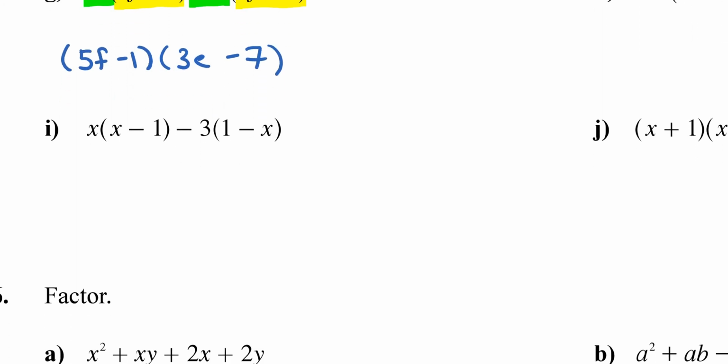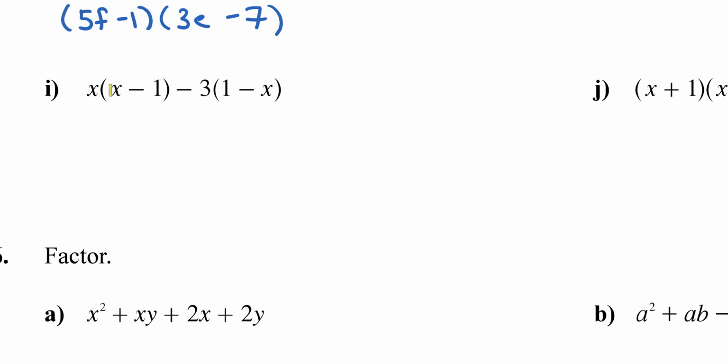Now letter I, we have to do a little bit of work with letter I because you'll notice that there's an x plus 1 here, but I have a 1 minus x over here. So they're not exactly the same. So I do have to do a little bit of algebra to make sure that there is a common factor here. Let me just start off by copying out the first part. That part remains the same, and then the minus 3 will remain the same.